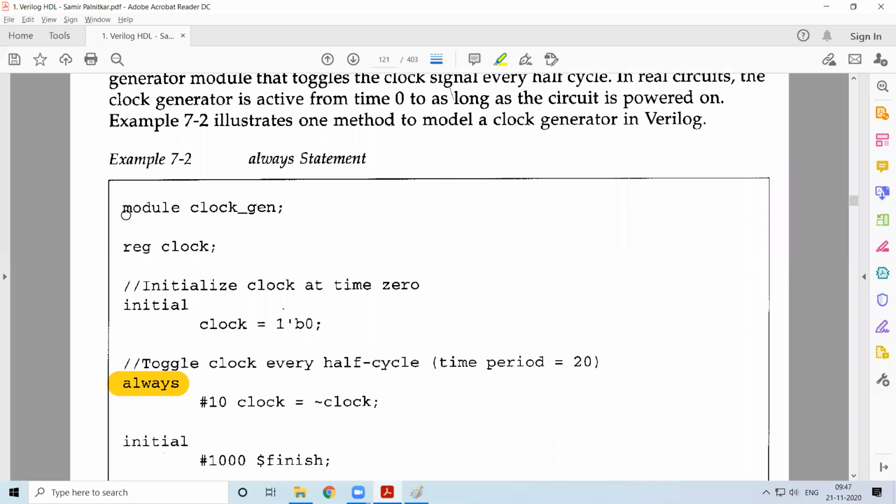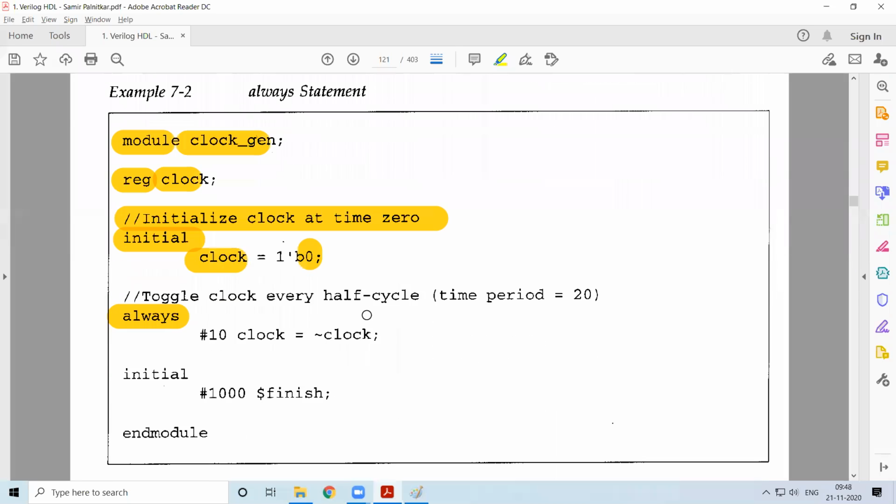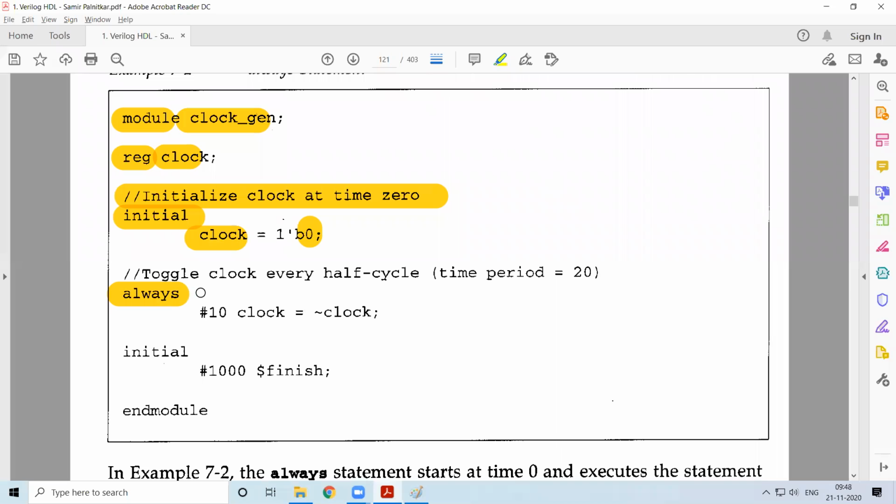So here we have module clock gen. Some register data type is defined as clock. Now here we have one initial block. In the initial block, we are specifying clock is equal to 0. After that, we are using the always statement. Even the always statement starts at time t equal to 0. The initial block also starts at time t equal to 0.